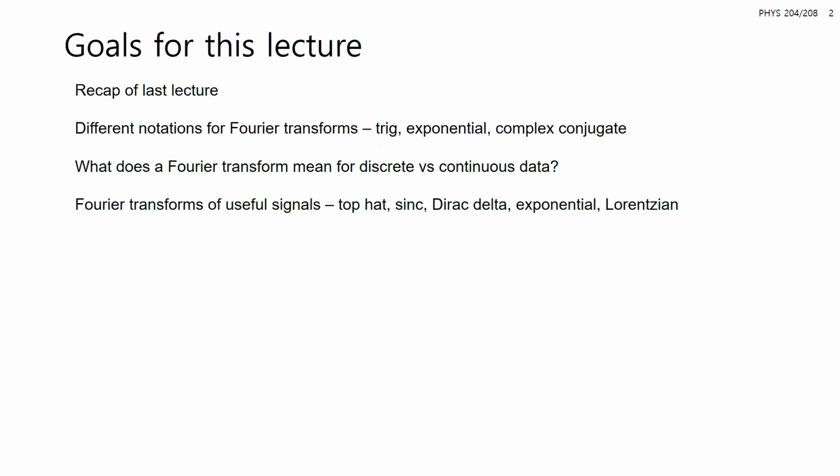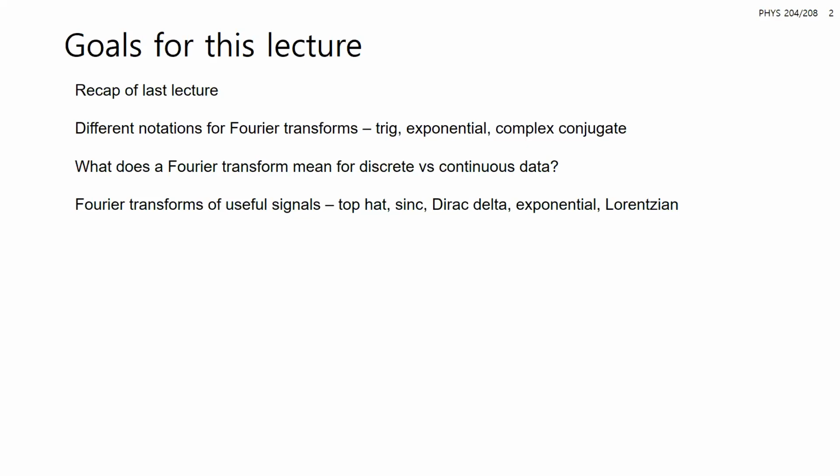So we're going to do a quick recap of last lecture, just a quick refresher, to get your mind in Fourier transforms and frequency space again. We're going to start off by talking about different ways that you can mathematically represent a Fourier transform. We've been mostly working with sines and cosines in the trig notation, but how else can you write these out? We hinted at that last week when we were talking about Euler's formula.